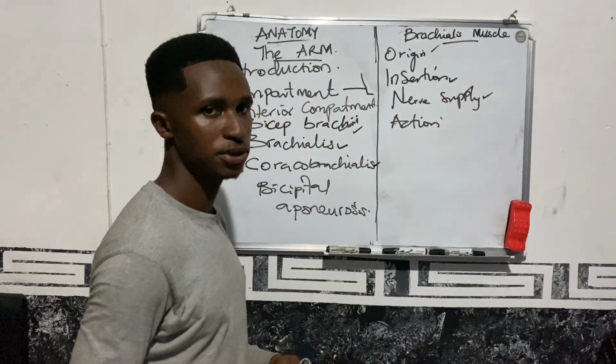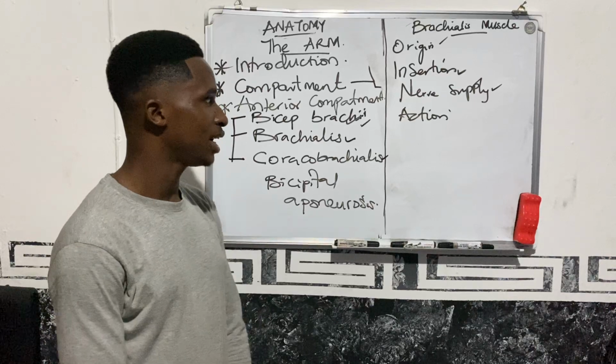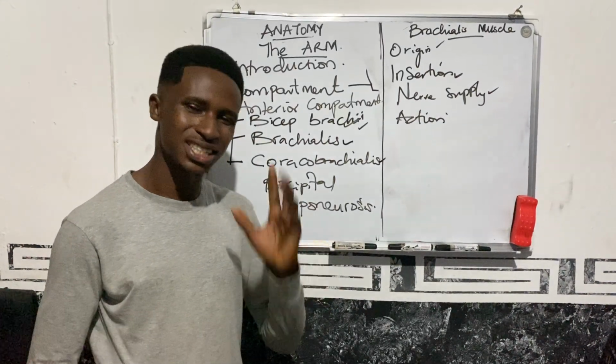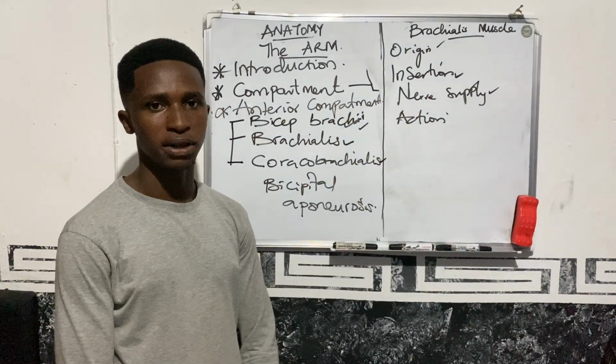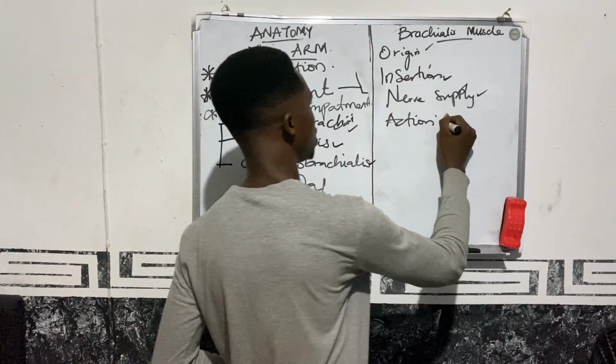Innervation or nerve supply to the brachialis muscle. The brachialis muscle is innervated by the musculocutaneous nerve. But in some percent of people, the radial nerve may also contribute to the nerve supply to the brachialis muscle. Action of the brachialis muscle.